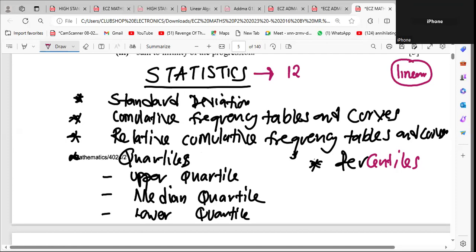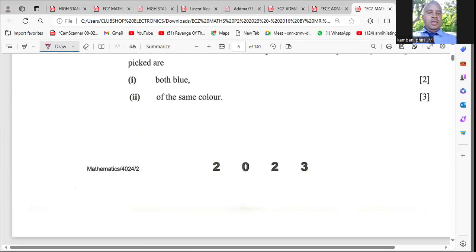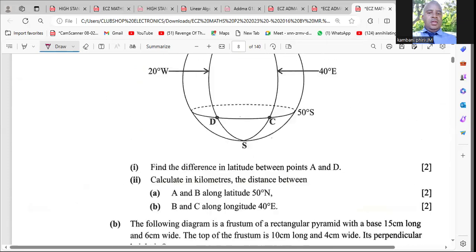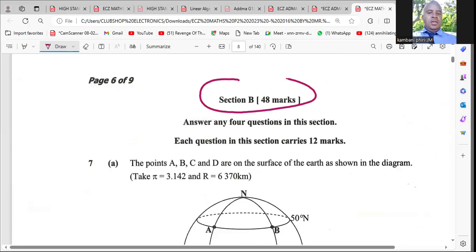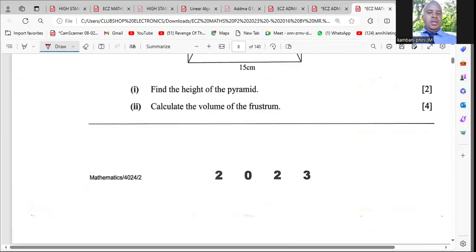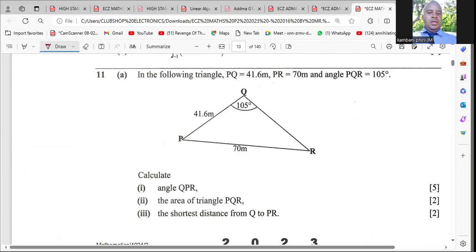Okay, so we are interested in standard deviation. I'll just go straight into the example. So as you can see, for section B, paper 2, you have got 48 marks. They will tell you to answer any 4 questions, and that each question carries 12 marks. So you have got question 7, which may have A, B, so on and so forth. Then you have got question 8 all the way up to 12.